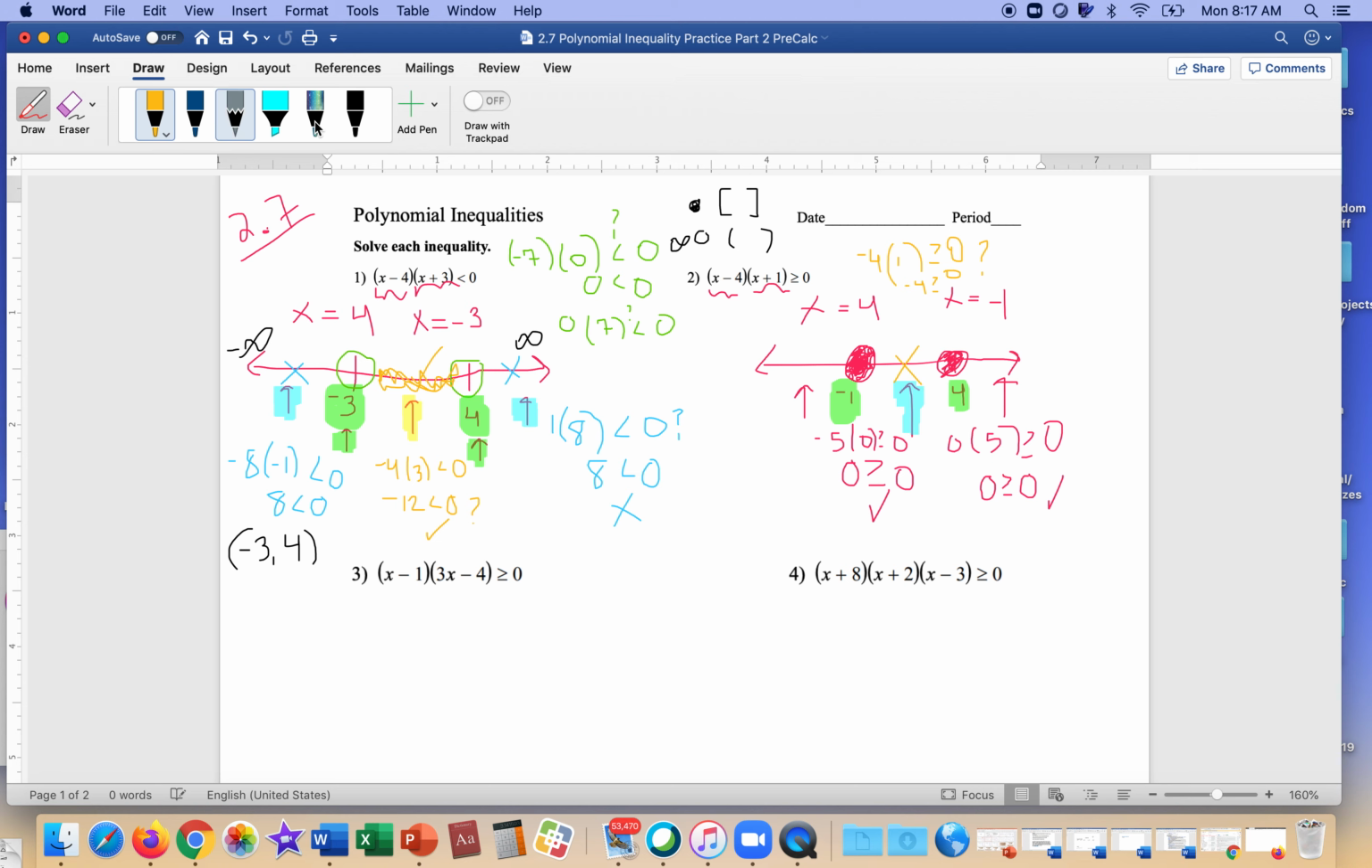Now if we plug in a value greater than 4, let's do 5. So if we plug in 5 minus 4 is 1. Remember, I'm plugging that number in for both x spots, wherever I see x. 5 plus 1 is 6. Is 1 times 6 or 6 greater or equal to 0? Yes. So we are going to shade there.